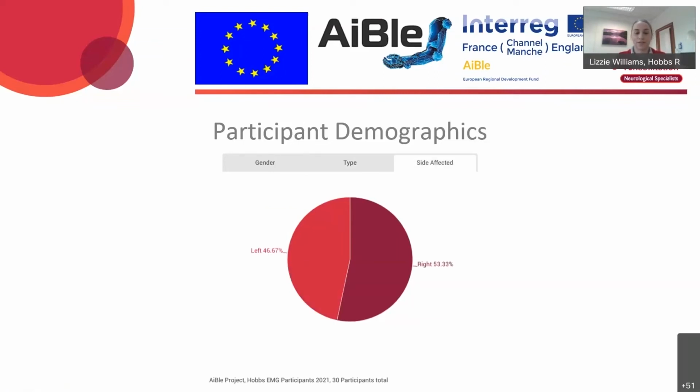Furthermore, of the side affected by the stroke, we had 16 participants with right-sided impairments and 14 with left-sided impairments, almost splitting it down the middle. Next slide, please.